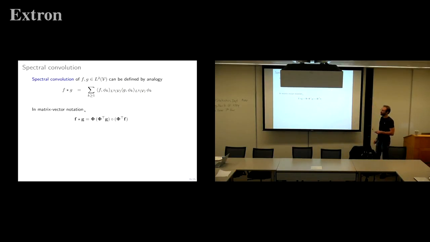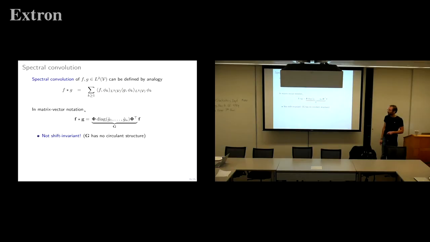It is not shift invariant anymore, right? So this is how we write it in the matrix vector notation, right? So that's the Fourier transform of F, that's the Fourier transform of G, this is the element-wise product, that's the inverse Fourier transform. Or we can simply write, if we call the Fourier transform of G as G hat, this will be a diagonal matrix containing the Fourier coefficients, okay? So it's not shift invariant. This matrix G doesn't have any circulant structure anymore.